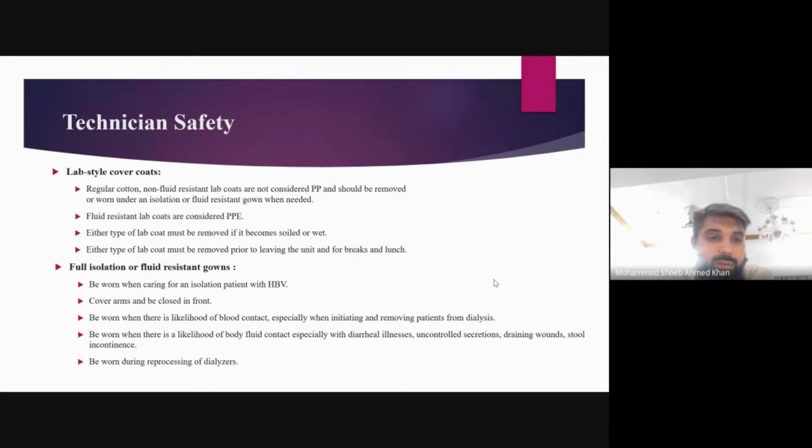And it should be worn when there is a likelihood of blood contact, especially when initiating or removing a patient from hemodialysis. And it should be worn when there is a likelihood of body fluid contact, especially with a person having diarrhea, uncontrolled secretions, or a draining wound. That should be there. And even these gowns which are water resistant or fluid resistant should be used while reprocessing the dialyzer.